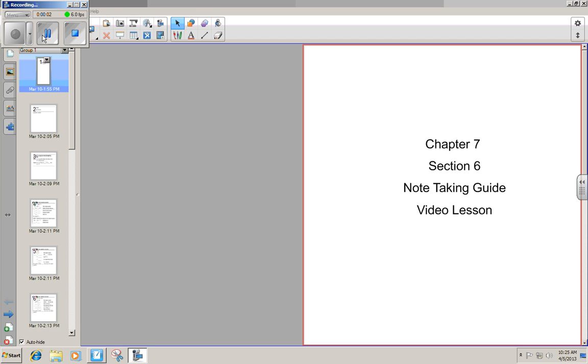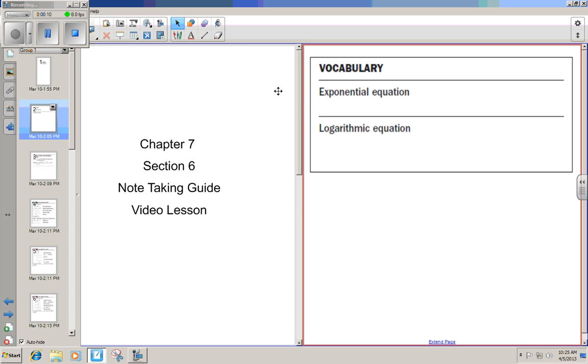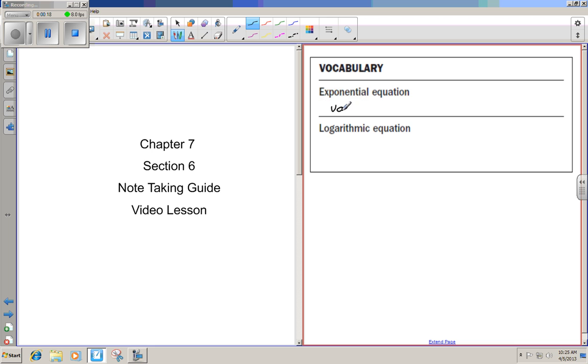All right, this is solving exponential and logarithmic equations. Chapter 7, section 6. First off, exponential equations are equations in which the variable expression occurs as an exponent. So basically, you have a variable in the exponent.